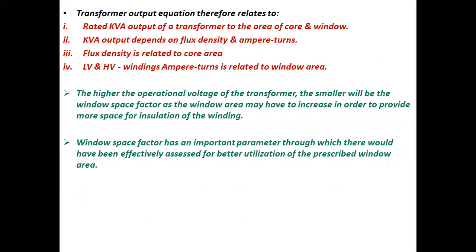The transformer output equation, therefore, relates: 1. Rated kVA output of a transformer to the area of core and window. 2. kVA output depends on flux density and ampere turns. 3. Flux density is related to core area. 4. For low voltage and high voltage windings, ampere turns is related to window area.